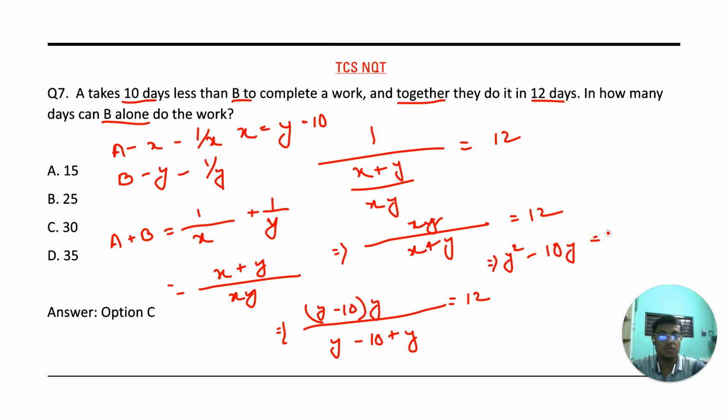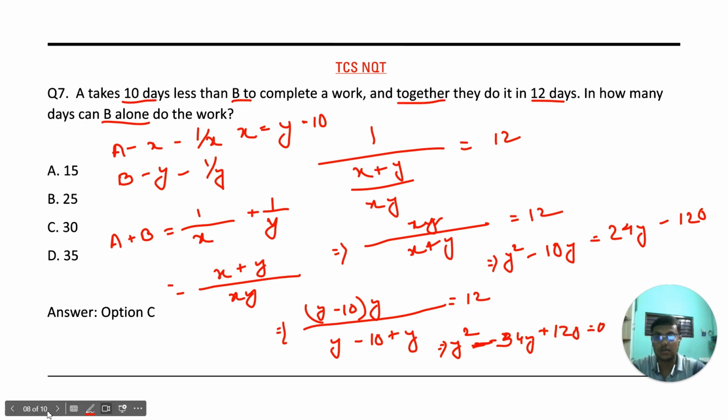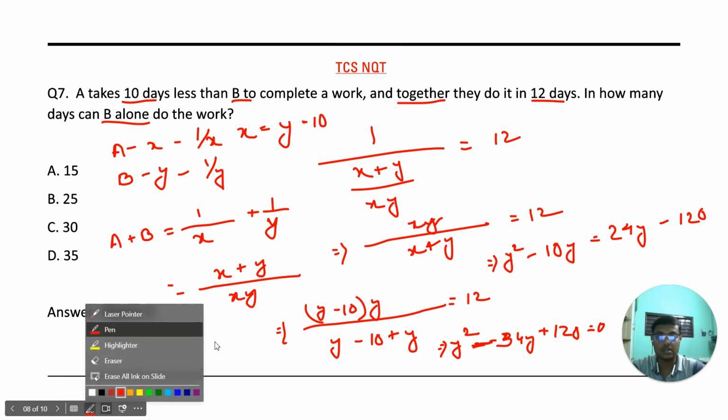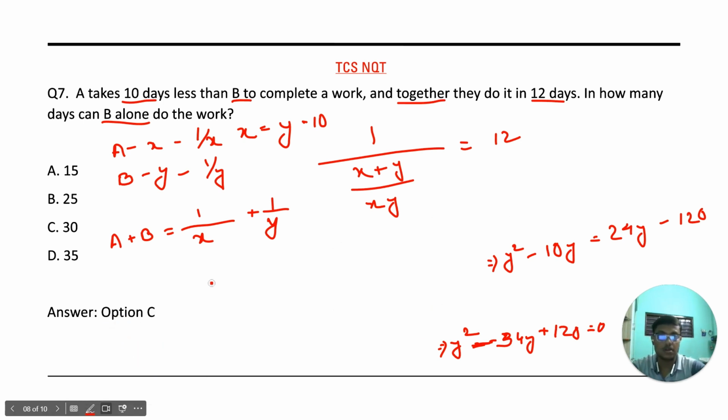And we can write it like Y square minus 10Y equal to 24Y minus 120. So it can be written as Y square minus 34Y plus 120 equal to 0. Now I am erasing this portion.